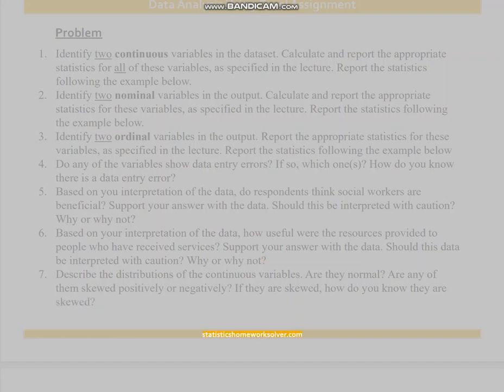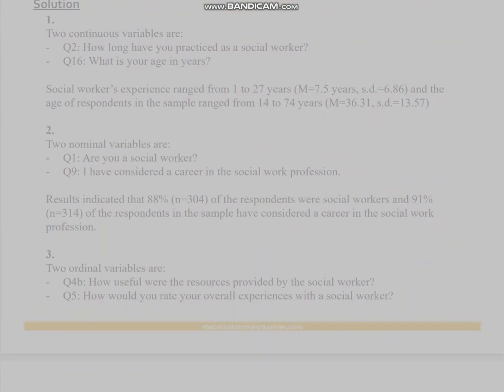Solution 1. Two continuous variables are Q2, how long have you practiced as a social worker, and Q16, what is your age in years. Social workers' experience ranged from 1 to 27 years, M equals 7.5 years, S.D. equals 6.86, and the age of respondents in the sample ranged from 14 to 74 years, M equals 36.31, S.D. equals 13.57.